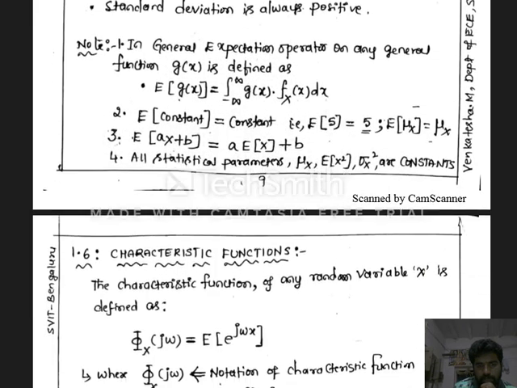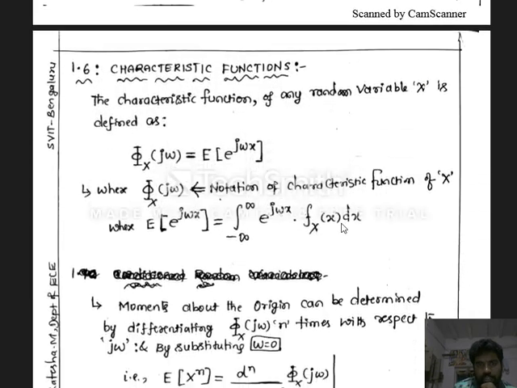Well, we'll continue to the next topic from module number 1, that is characteristic functions. The standard notation for the characteristic function of any random variable x is capital letter phi x of j omega. It is the standard notation of the characteristic function with respect to random variable x. Suppose if we have random variable y, its characteristic function is phi y of j omega.